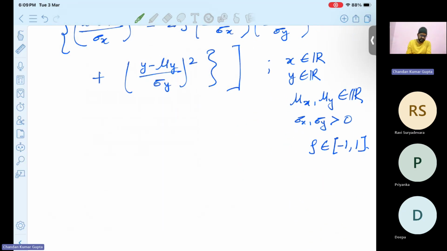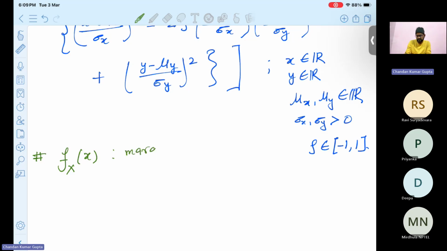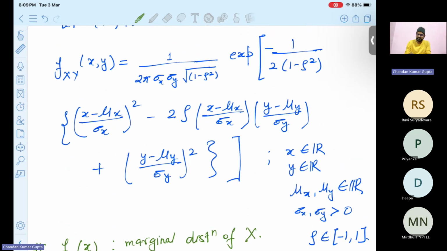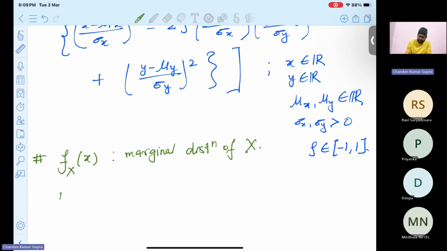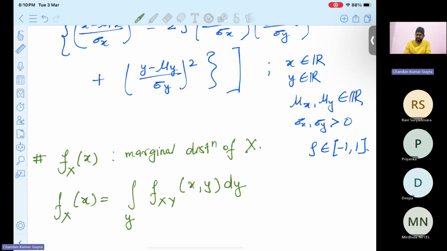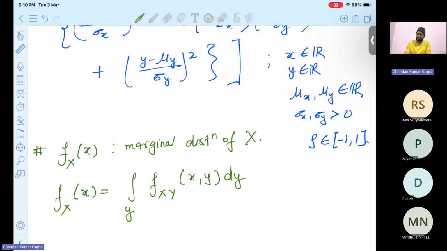So this implies that when we are going to construct or evaluate f_X(x), that is the marginal distribution of random variable x, this is the integral of f_XY(x, y) dy over the range of y. So this is the general formula for the marginal distribution of x.